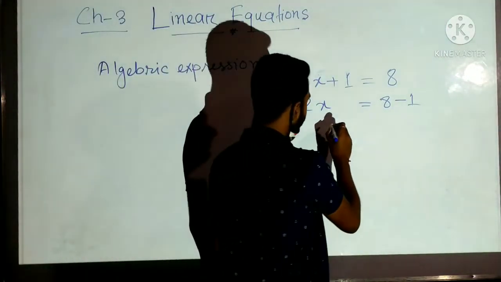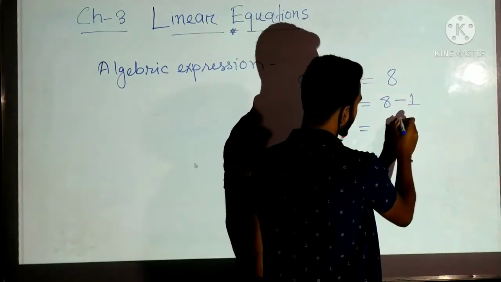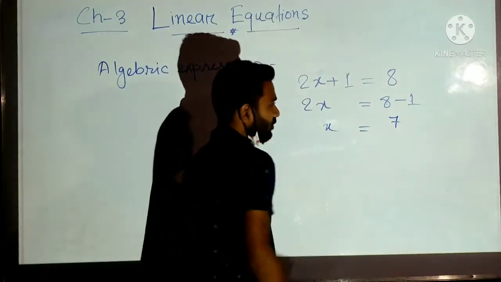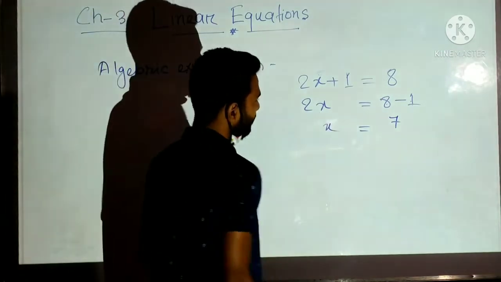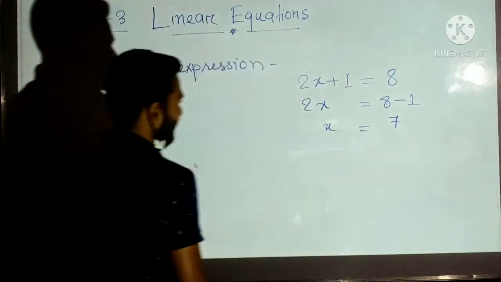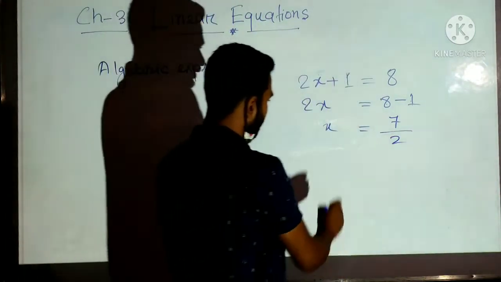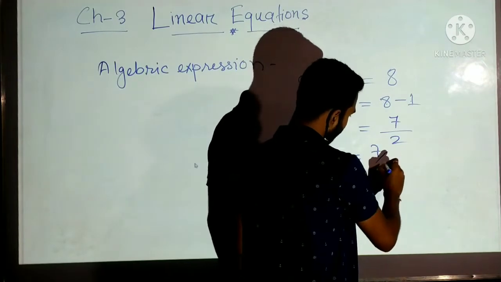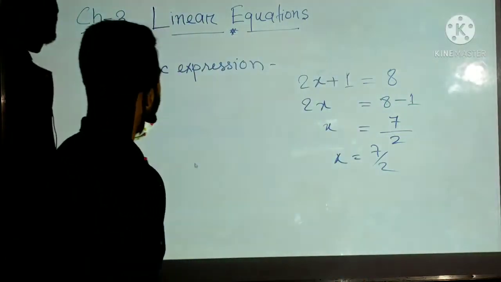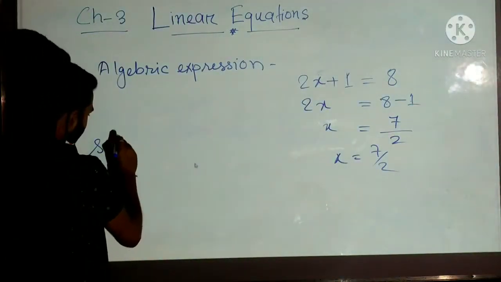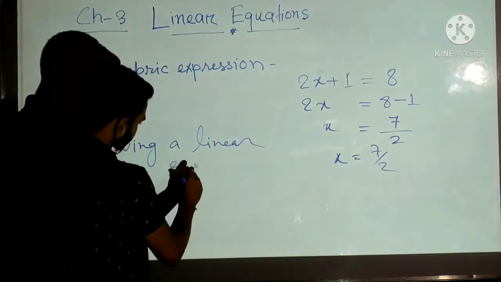So similarly we can transpose 2 to the right hand side and we will have 8 minus 1, 7, and this 2 in the left hand side is multiplied with x. So if we transpose this 2 to the right hand side, it will get divided, and we will get 7 by 2. So the value of x will be 7 by 2. In this way, finding the value of x is known as solving a linear equation.